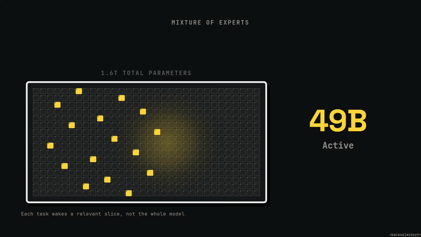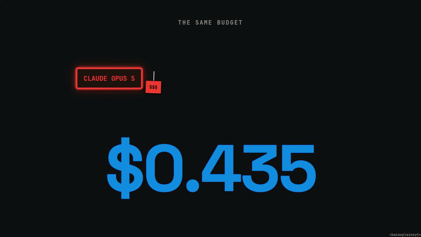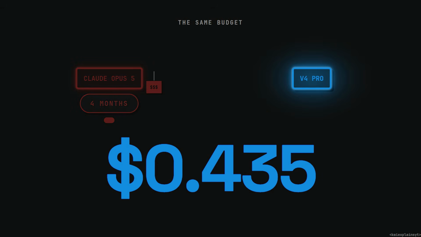Flash does the same thing at smaller scale, 284 billion total parameters and 13 billion active. Both models run a native 1 million token context window, not a retrieval hack bolted on top. And then there's the pricing. The comparison I keep coming back to: the budget that runs Claude Opus 5 for 4 months runs V4 Pro for roughly 5 to 7 years.